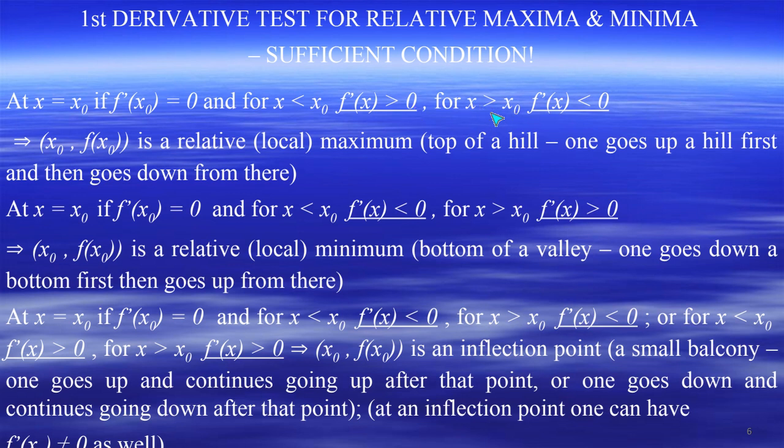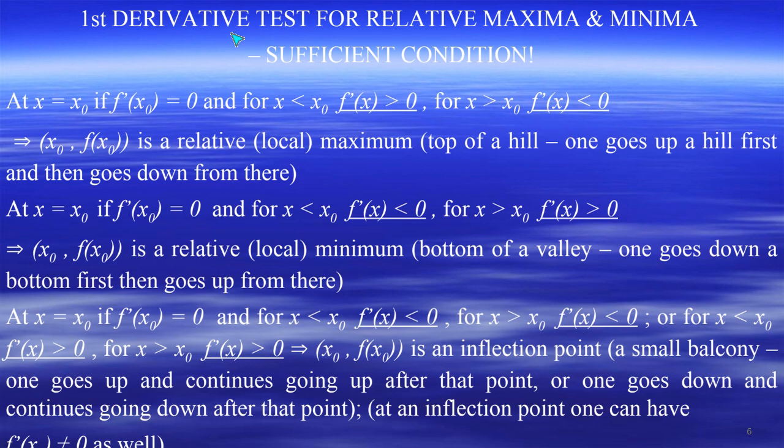For x greater than x0, when we pass to the other side of x0, f prime x is less than 0, meaning that the function is decreasing, so we go down. So if we first go up, then go down, it means this is the top of a hill. We could have been blind people, and we could still understand that we are on top of a hill. How do you do it? If we first climb and then go down, it is the top of a hill. So we don't need to see it.